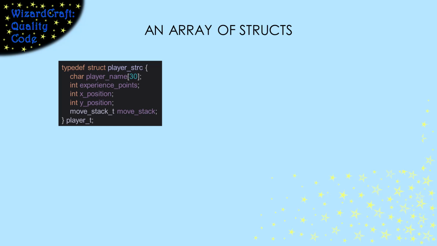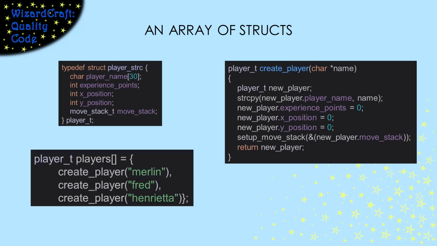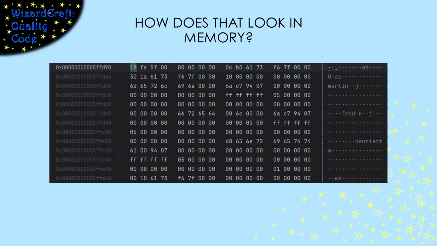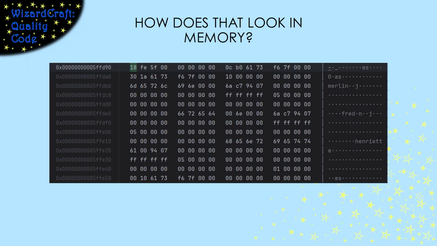Here's the struct, and here's the function we use to create and initialize one of them. To play with pointer arithmetic, let's create a little array of 3 players. Since we made that array in a local variable, its memory will be in our stack frame. Here, I dumped memory from the stack pointer, and you can see the names of the players at the beginning of each of the structs in the array. They are sequential and contiguous.